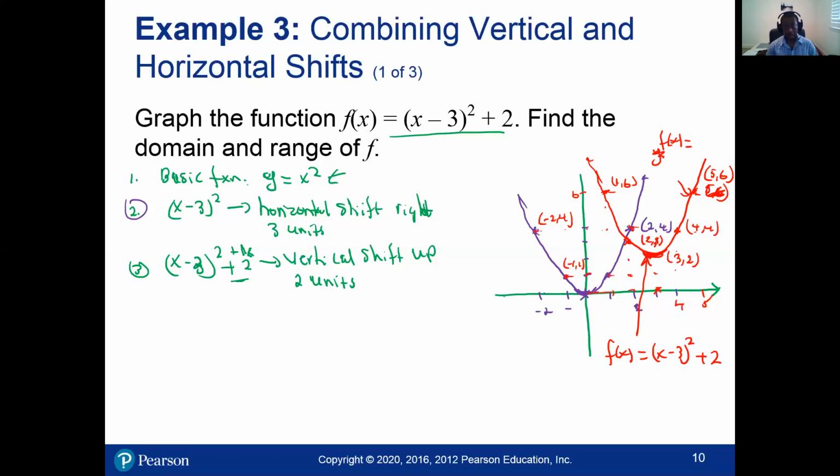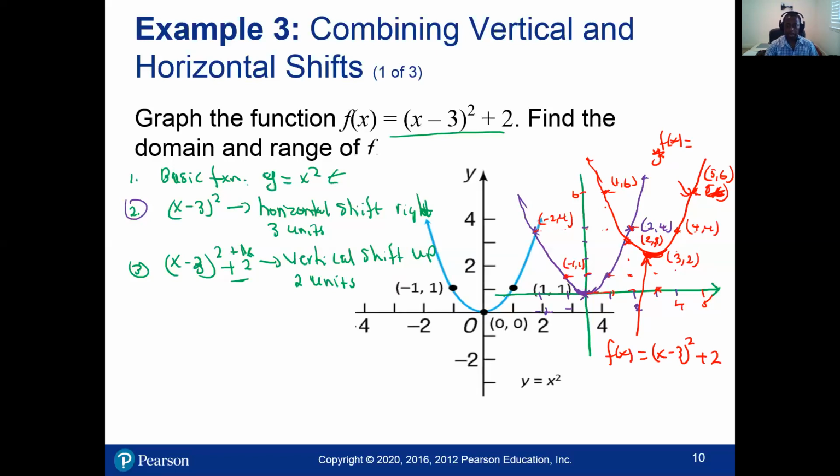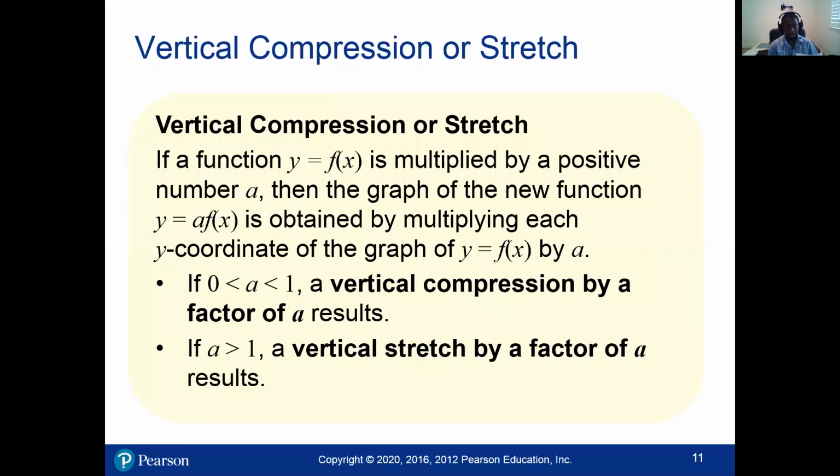Okay, so far we have looked at the function with the vertical and the horizontal shifts, and we looked at examples that combine the two. Now let us go and look at another technique. Another technique is vertical compression or stretch, and then we also have horizontal compression or stretch.